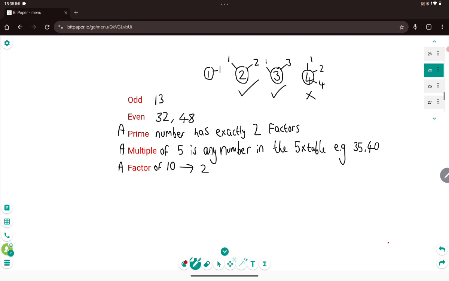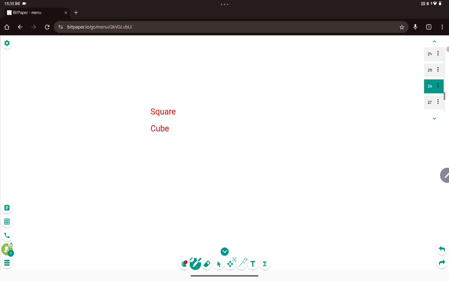Okay, on the next few pages, we'll have a look at some exam questions. You might want to have a look at them first. Oh, no, we need square and cube first, sorry. Right, what's a square number? A square number is the answer when a number's multiplied by itself. So, for example, 3 squared means 3 times 3, which is 9. So we could say 9 is a square number. 4 squared, 16. So here, 16 would be the square number.